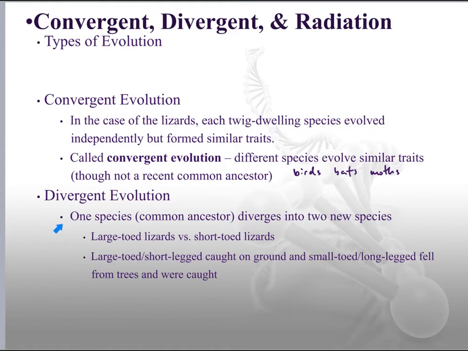So the opposite of convergent evolution would be divergent evolution, where you have one species that diverges into 2 new species. So just like we saw with the lizards there on the island, basically you start with one, and then maybe some of them get large toes and small toes, and they develop into 2 different species. Where you can have the large-toed and short-legged ones caught on the ground, and the small-toed and long-legged ones fell from the trees and were caught. However this might have happened, we end up with 2 different species coming from one common ancestor. So convergent, we end up with similar traits, not necessarily a common ancestor, though. Divergent, we start with a common ancestor and develop many different species from that.